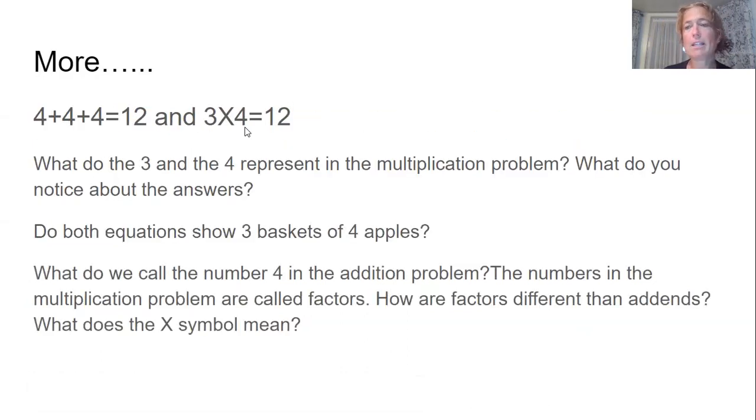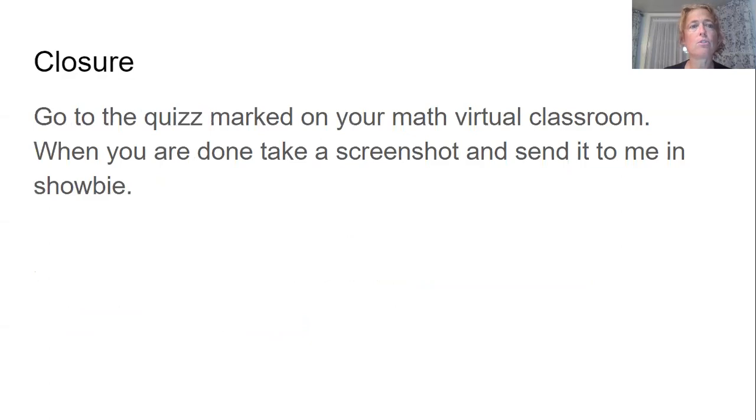Now, that's the end of my lesson today. We will continue working on this in our math groups. Right now, I'd like you to go to the quizzes, which is marked on your math virtual classroom. And when you are done, take a screenshot of it and send it to me in Shobi.